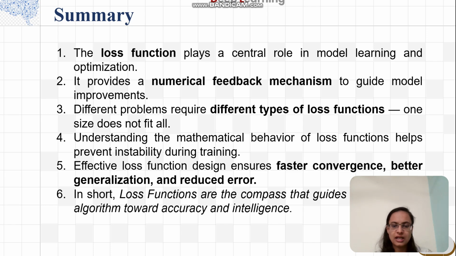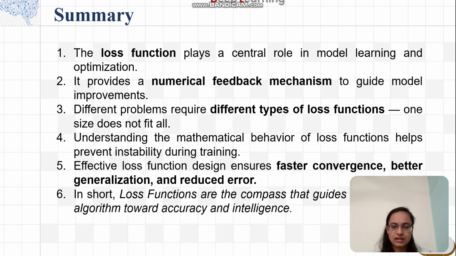Now let us move towards the summary of this particular topic. To summarize, the loss function plays a central role in the learning and optimization of deep learning models. It acts as a numerical feedback system that guides how a model improves during training. Different problems require different loss functions.